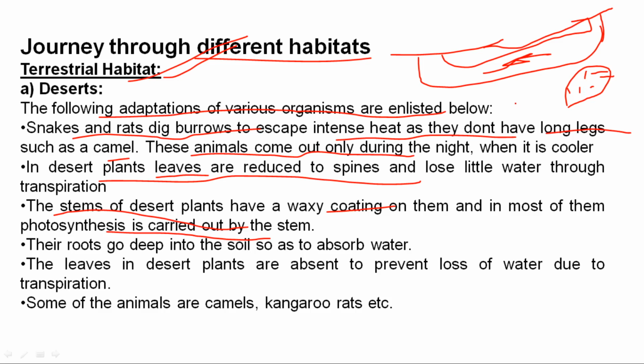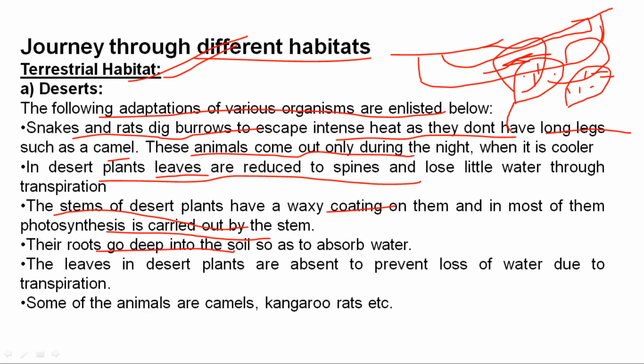So when you see a cactus plant, these are stems, these are not leaves. All these are stems, and the thorns on top, these are leaves. Okay, next, the roots go deep into the soil to absorb water.